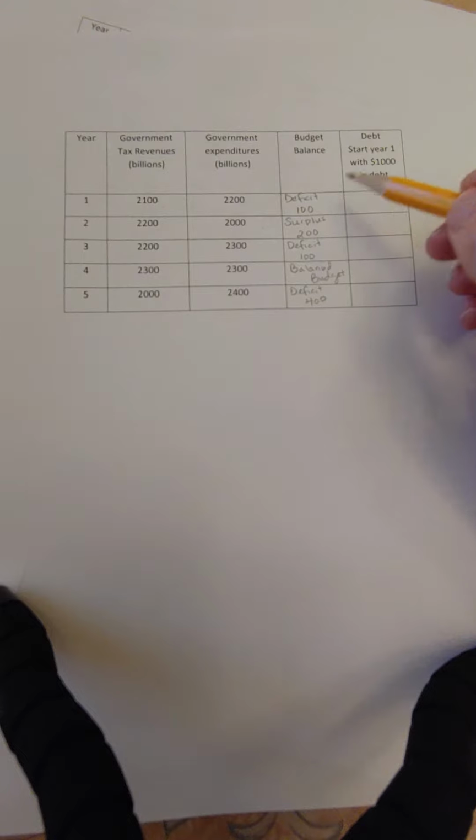So if we start with $1,000 in debt and we have a deficit of 100, a deficit adds to the debt. So if I spend more than I bring in a year, I need to get that money from somewhere. I have to borrow it. So the debt, we start with 1,000. We have a deficit, so we have the 1,000 plus the amount of the deficit. So the new debt would be 1,100.